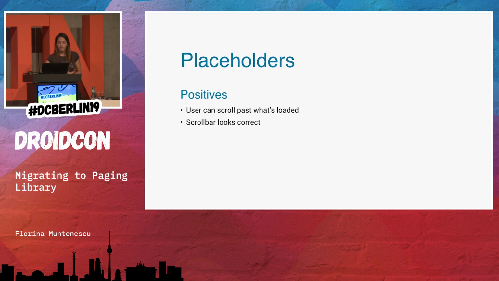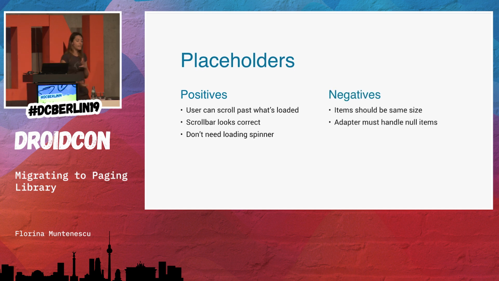Yeah, the scroll bar looks correct from the beginning. And you don't need to implement a loading spinner to be displayed while you're requesting items. The negative here is that the items should be the same size. If you have maybe some social feed where the items have different sizes, it means that you won't really know what you should display for placeholders. You don't know what is the type of items that will come.